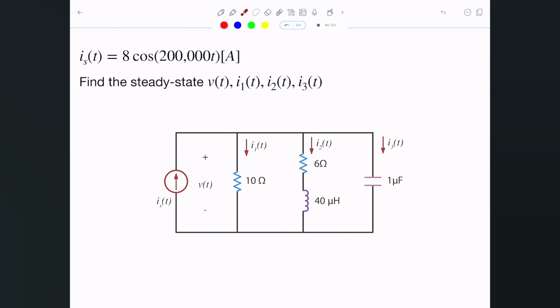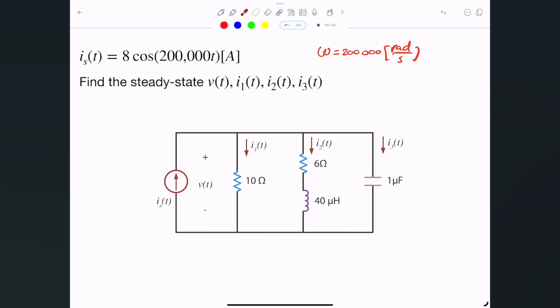In this example, we're given a circuit that is driven by a sinusoidal current source in here, and this is basically the sinusoidal current source, and it has an omega. Let me just write this here. So the omega for it is simply 200,000 radians per second. That's the unit for that.